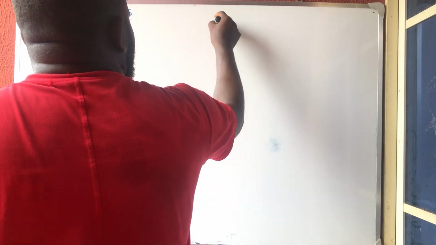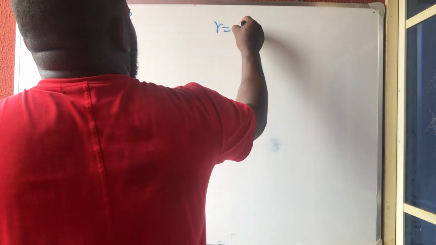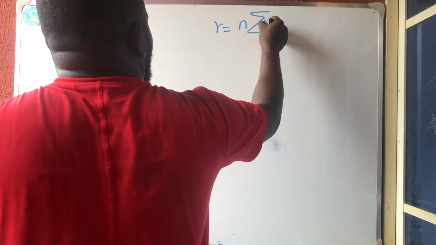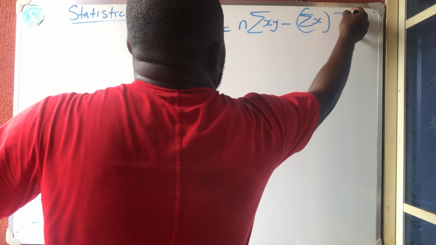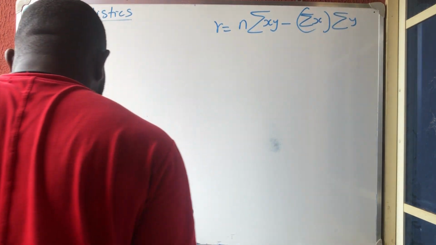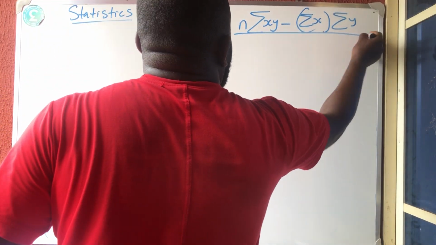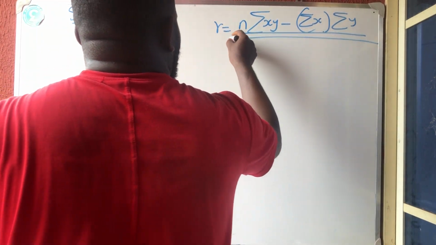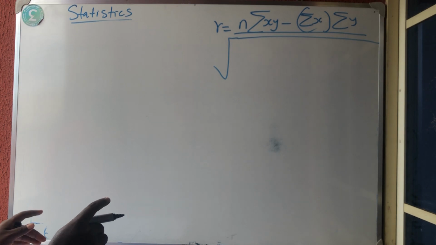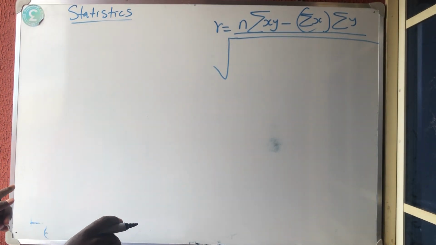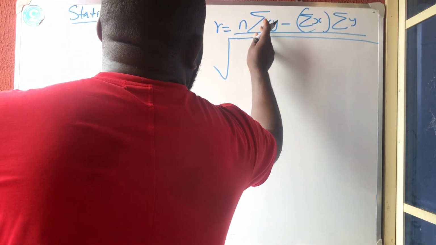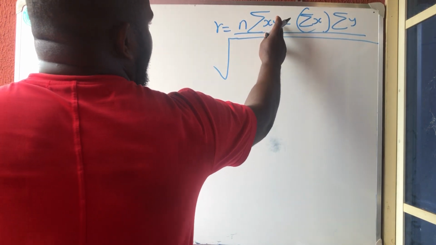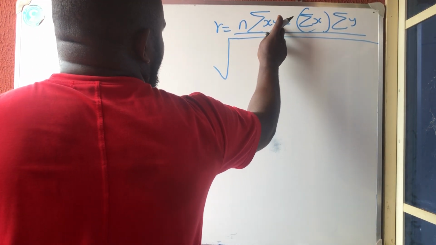And the other formula says r is equal to what? N, the summation of both of them, minus summation of the first one, summation of the second one. That is how to start. Then all over the square root of. Now we are not talking about just one person, we are talking about 2 people. So for the first one, anywhere you see y, put x.